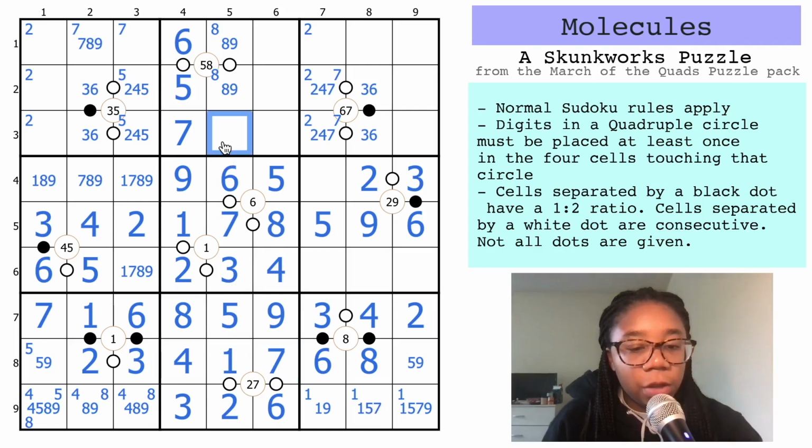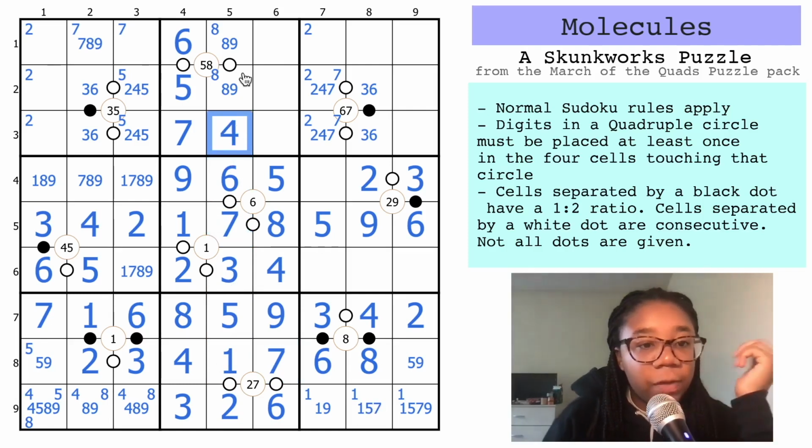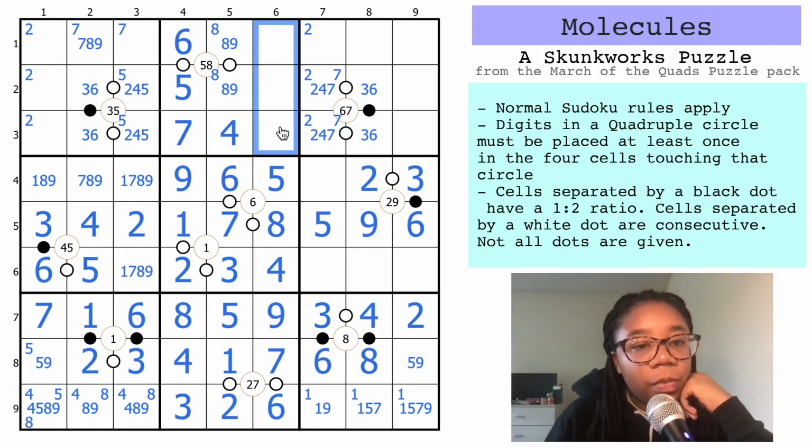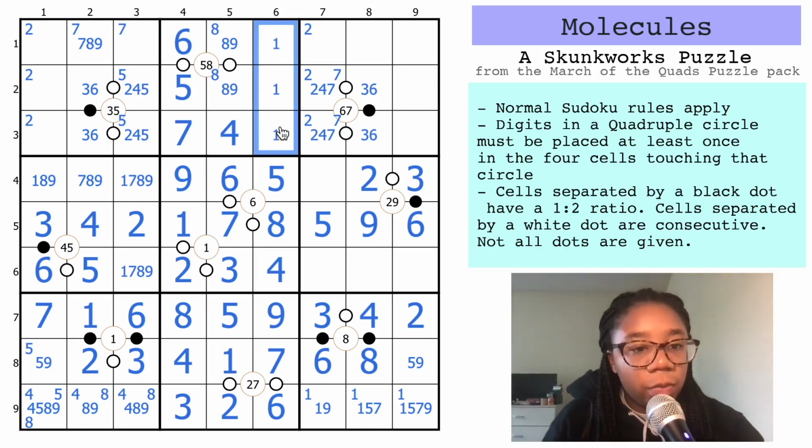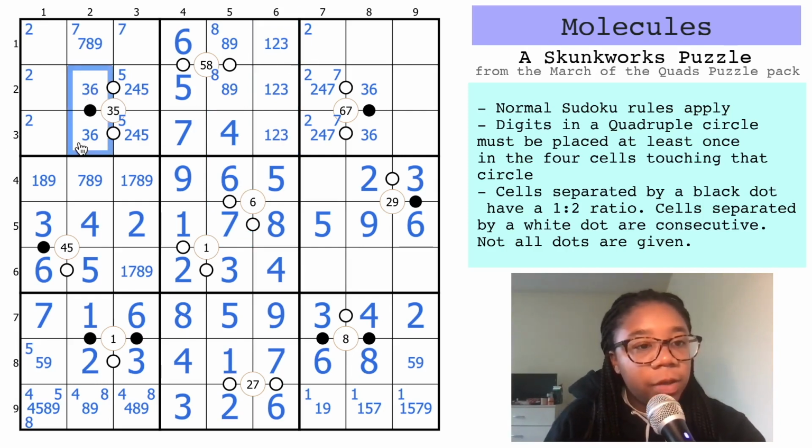I think to finish off this column we're going to place a 4 right here. It's the only thing that fits. And then this triple is going to be 1, 2, 3. Yep, just 1, 2, 3. And actually, we can place the 3, because we know there's a 3, 6 pair on either side here, so that means that neither of these can be 3. So I can place a 3 up here.